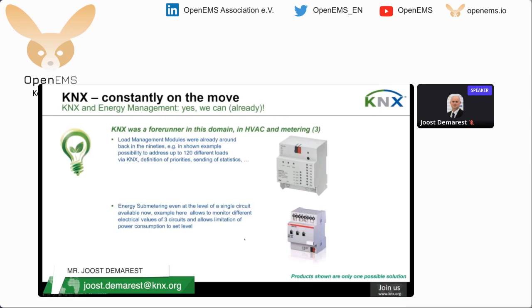I announced in the previous slide that there are products around that allow you to monitor your energy consumption for parts of the installation, sub-metering, but there are also products on the market that allow you to monitor your energy consumption even up to the level of the individual circuit. So this product allows you to monitor up to 3 different circuits and also allows you to limit the power consumption to a predefined level.